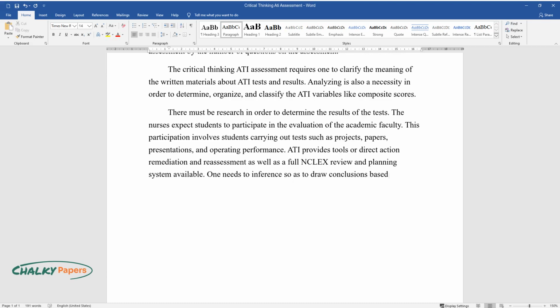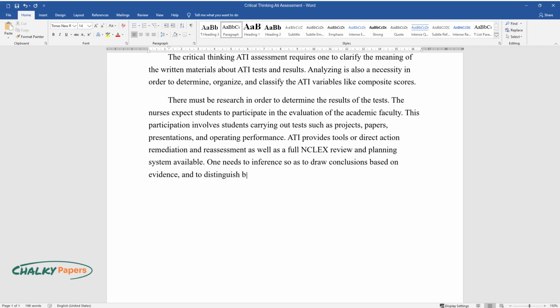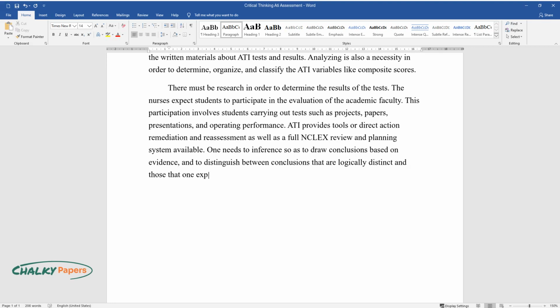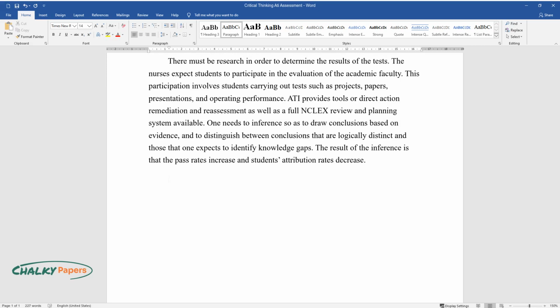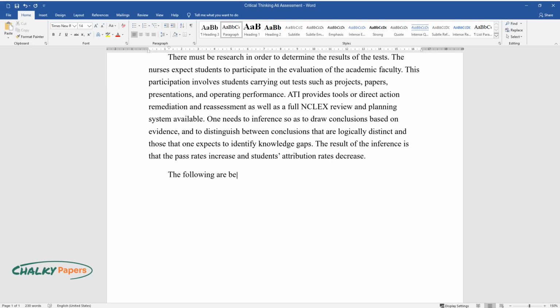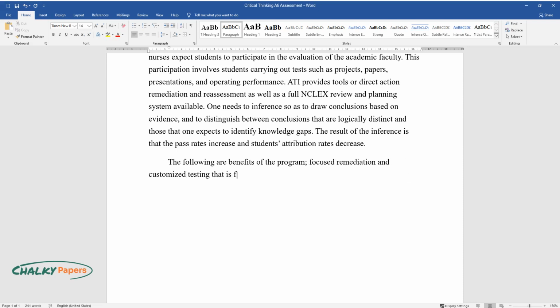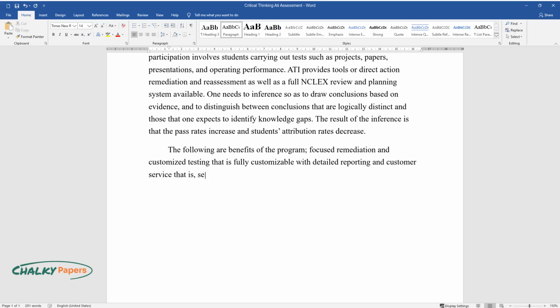One needs inference so as to draw conclusions based on evidence, and to distinguish between conclusions that are logically distinct and those that one expects to identify knowledge gaps. The result of the inference is that the pass rates increase and students' attrition rates decrease. The following are benefits of the program: focused remediation and customized testing that is fully customizable with detailed reporting and customer service that is second to none.